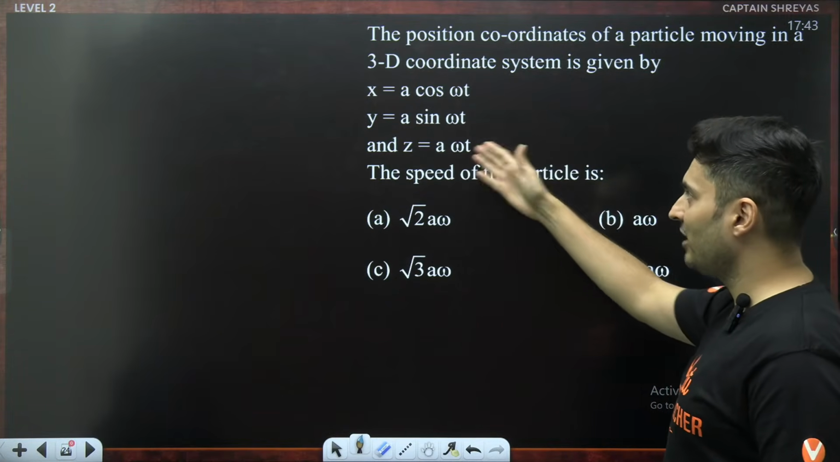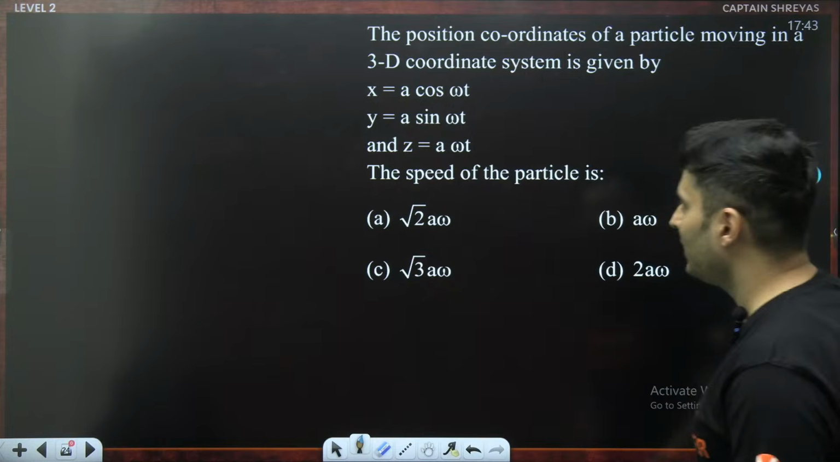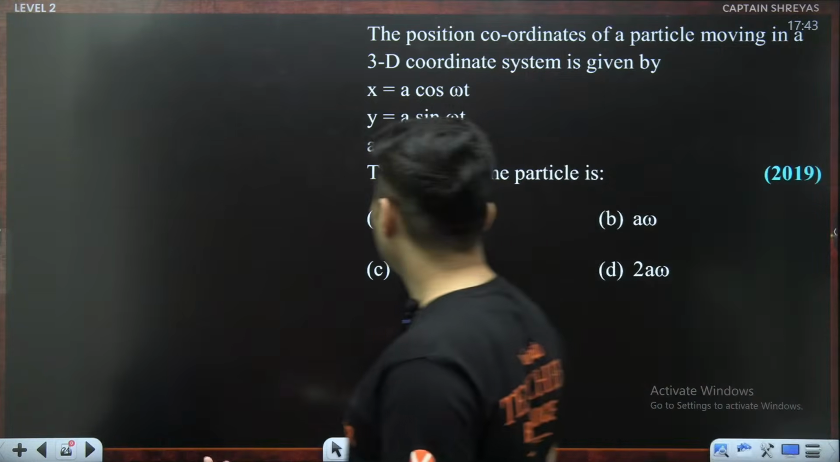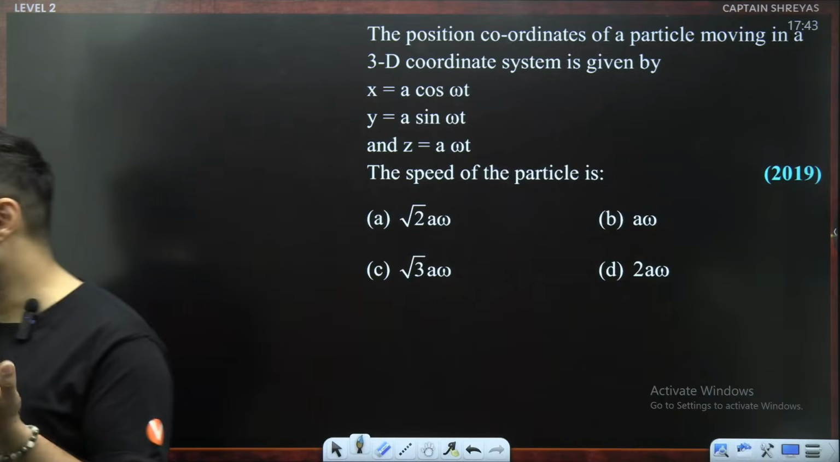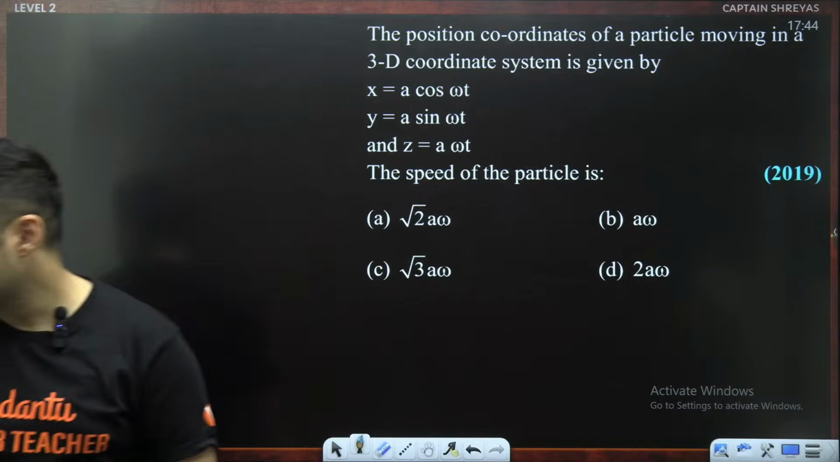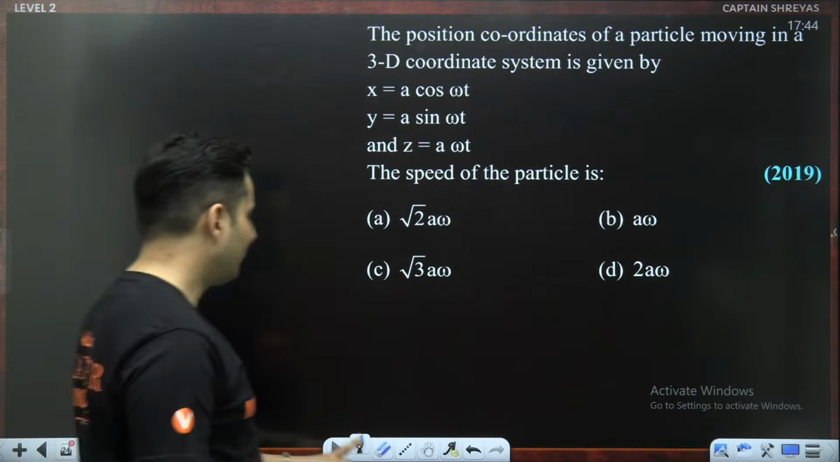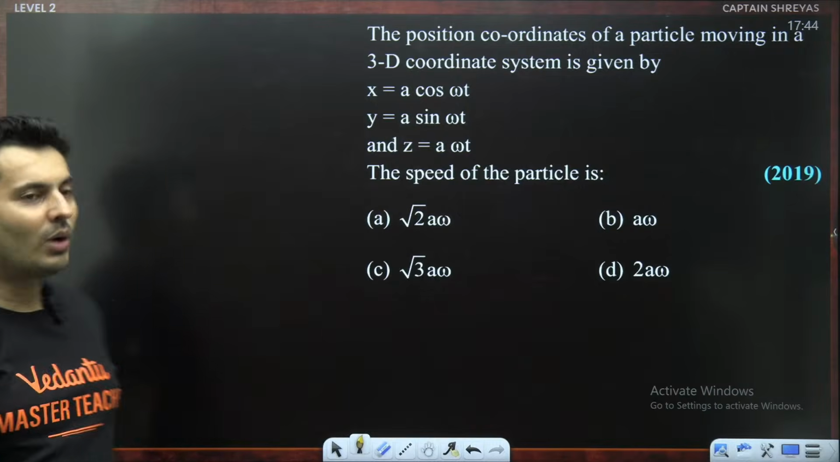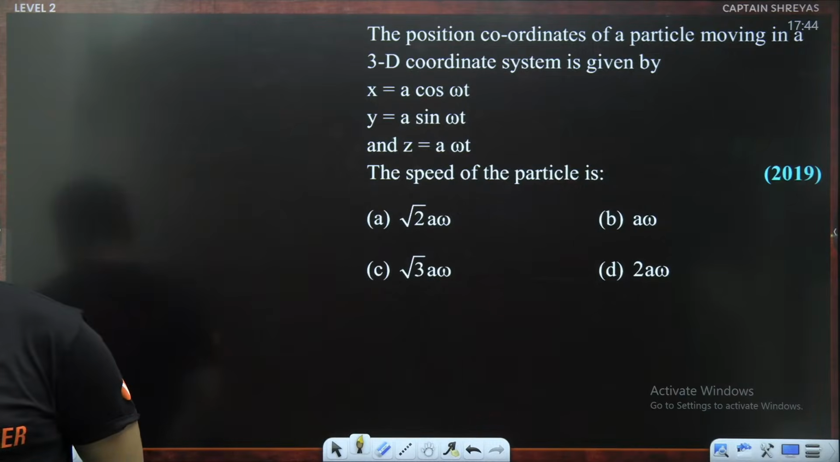x is a cos omega t, y is a sin omega t, z is a omega t. Find the speed of the particle. That was the question. All right, come on. Let's see if you guys can figure this out. Question is, what is the speed of the particle, my dear warriors? So first of all, what will you do? Come on.